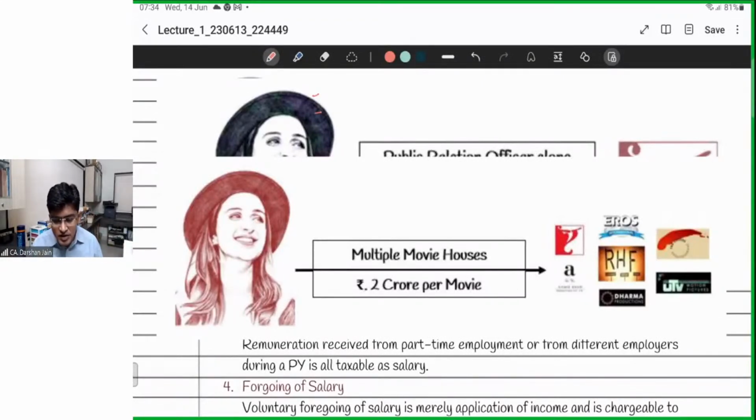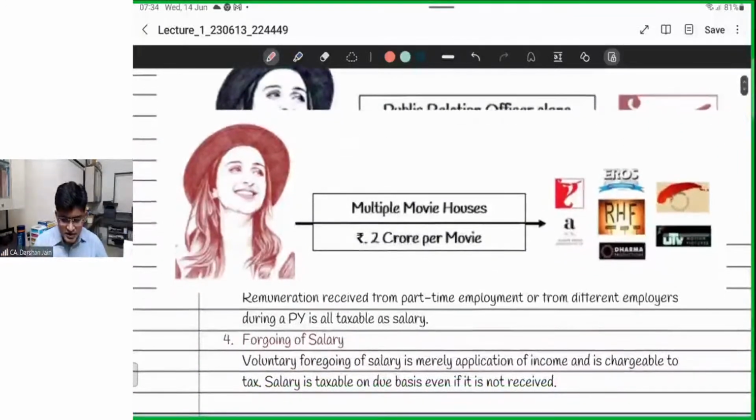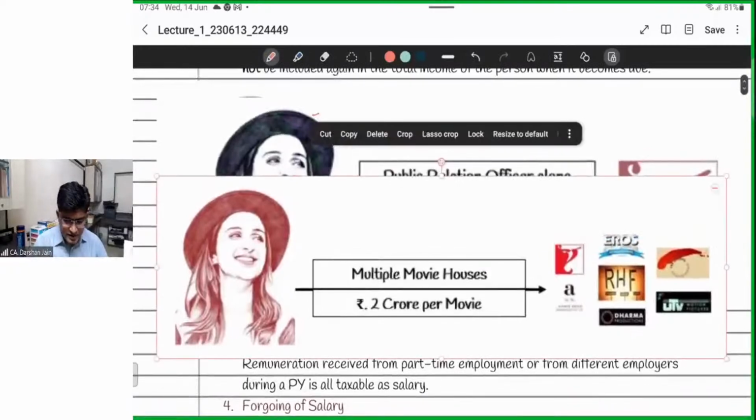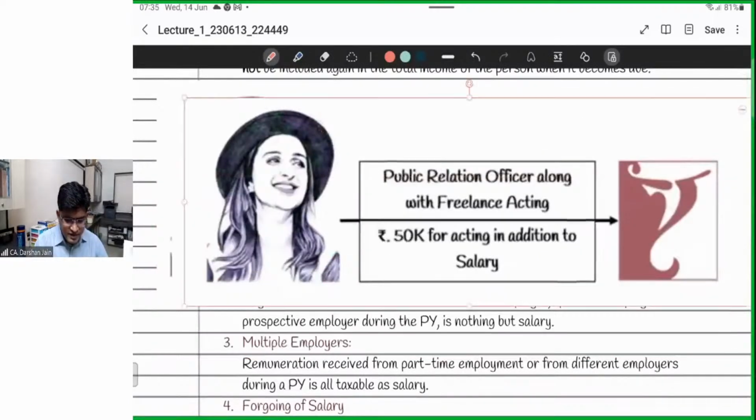She's independent to work with any of the production houses. And therefore, this particular amount is not going to be taxed as income from salaries. Definitely not as income from salaries. And looking at the organized activity, well, it would be taxed as PGBP. Yes, are you getting it, friends? Okay. Let us go ahead.